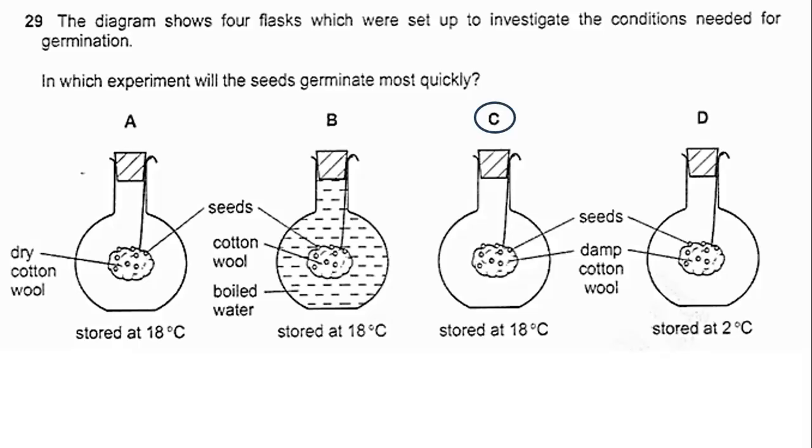So why are the others not okay? Because this one is a dry cotton, so you don't have water. This one has boiled water, which means that the temperature is not proper, and also it's too much water. The seeds are soaked in water. They don't just have access to water, and here you don't have a proper temperature.